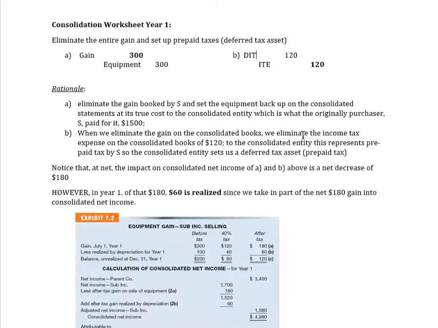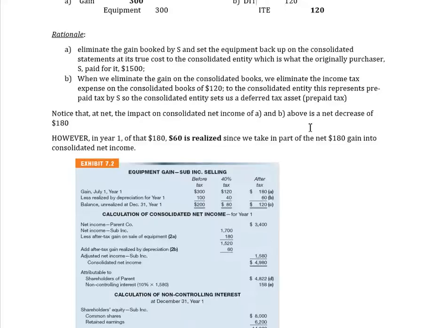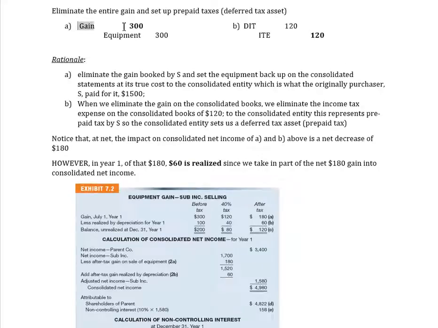So now, the net impact, when we eliminate the gain and eliminate the tax expense, is to reduce the income of the sub for consolidation purposes by the net amount, which is 180.